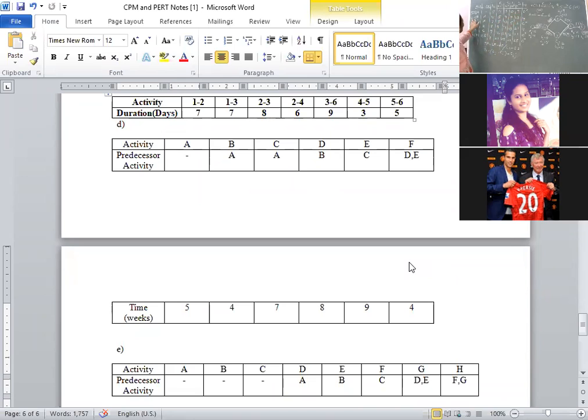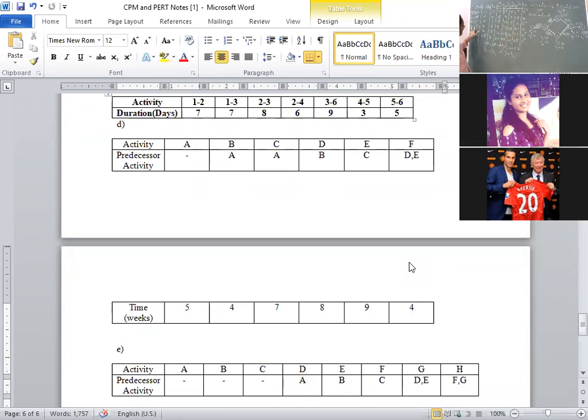Next, 2 to 3, that is L3 minus E2. L3 value is 13 minus E2 value is 5. Correct? Minus 4. Are you getting 4? Yes. Next, 2 to 4. That is L4 minus E2. L4 value is 12 minus E2 value is 5. 12 minus 5, 7. 7 minus 7, 0.